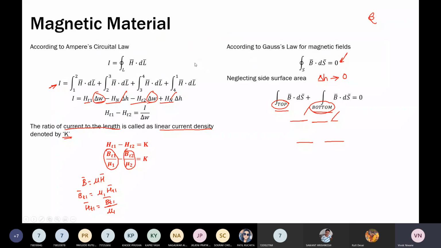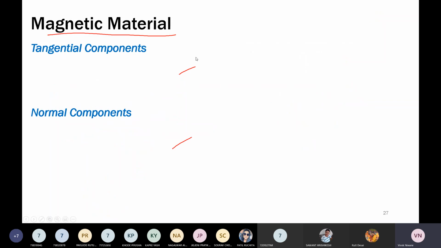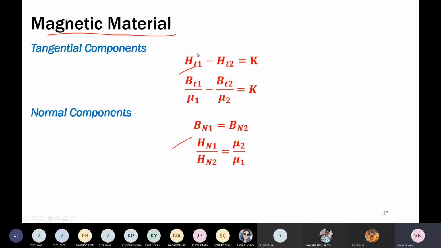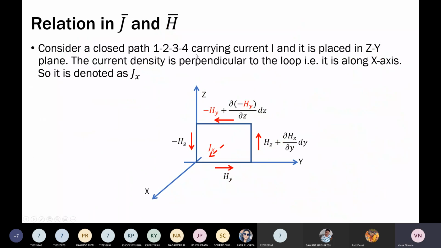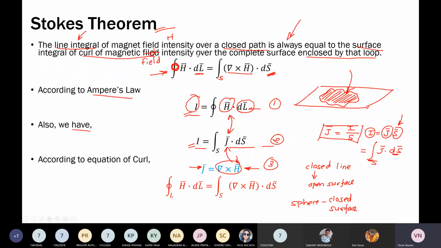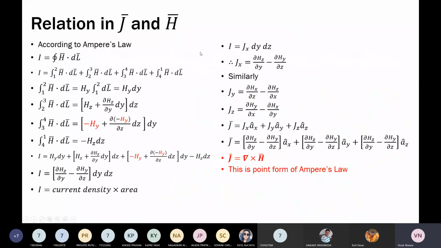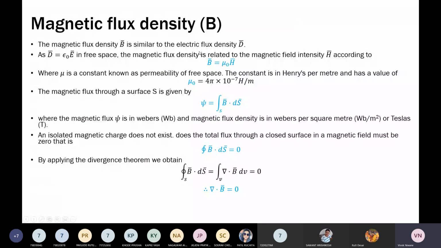For getting the tangential component, we always use a loop, and to get normal components, we always use a surface, and we have used a cylindrical surface. Then we also went for a relation between the line integral and surface integral by using the Stokes theorem. The relation between the formula used over here in blue color, current density is nothing but a curl of magnetic field intensity. उसका जो derivation है, if you are interested, you can look at the derivation. तो मैंने वो सिर्फ बता के रखा है.